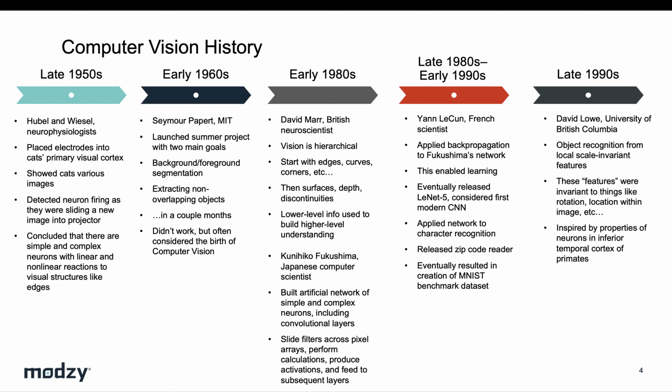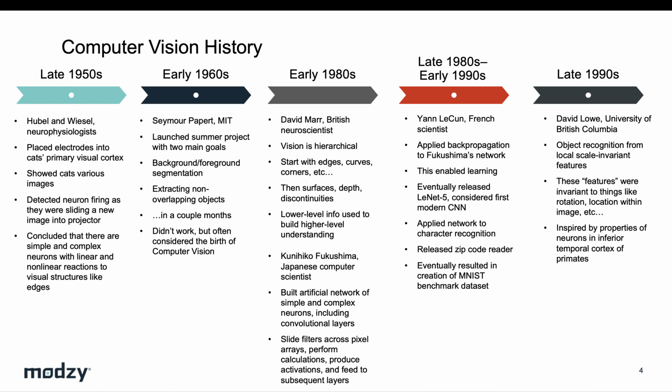And they continued doing these experiments, and their conclusion was actually that there are what they called simple and complex neurons with both linear and nonlinear reactions, respectively, to visual structures such as edges. Right, so the edge of the slide that they were sliding into the projector was able to produce that reaction. And that's a concept that we're going to see in a couple of decades was built upon, and it really helped people try to understand the way that brains process visual information. So store that away for now.